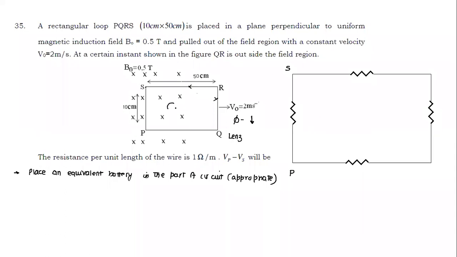If the current is in the clockwise sense, the battery also will be of this nature, and the battery will come only in the SP part. Can we calculate the EMF of the battery? The EMF of the battery is simple. It will be equal to BLV. So that we can easily write. What is the value of BLV here? How much does the EMF come to? The EMF comes to 0.1 volts. So this is the battery placed here, 0.1 volts.